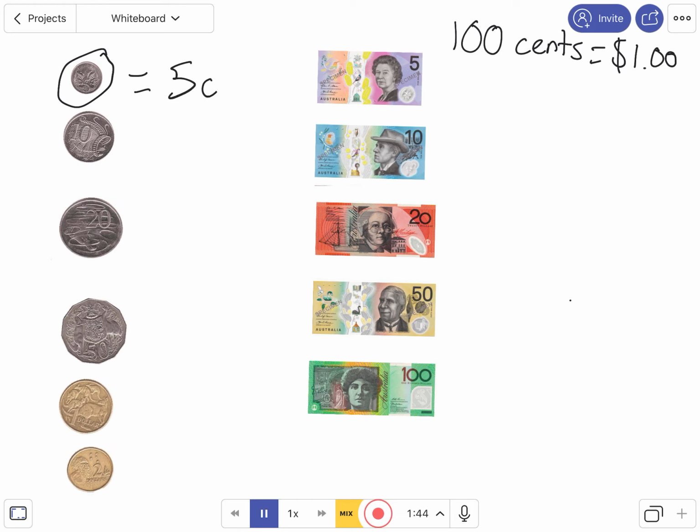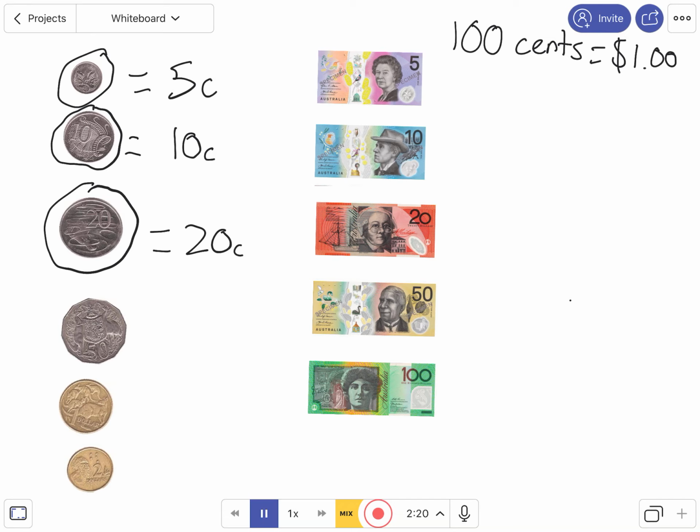The next coin is a little bigger and has a picture of a lyrebird on it. It is also silver, but has the number 10 on it. The value of the coin I just circled here is 10 cents, and we represent cents by using a little C. The next coin is bigger again and has a picture of a platypus. It is silver and has the number 20 on it. The coin I just circled there has a value of 20 cents.